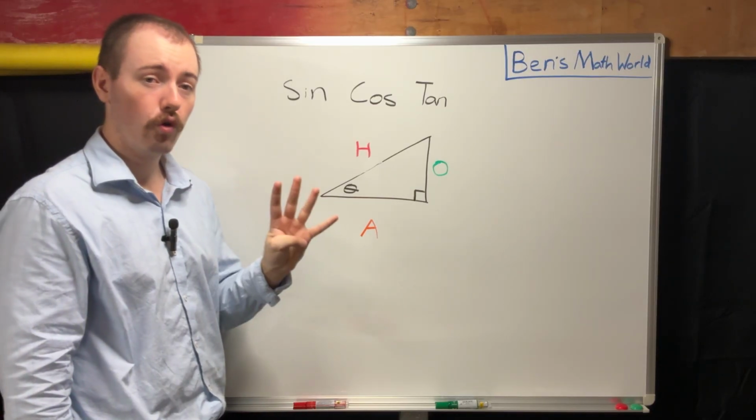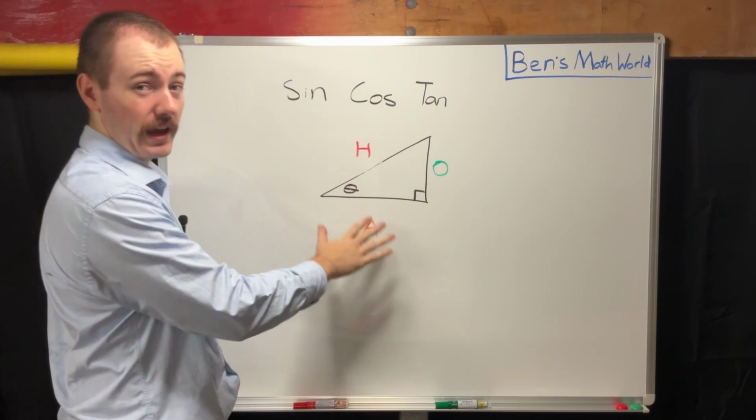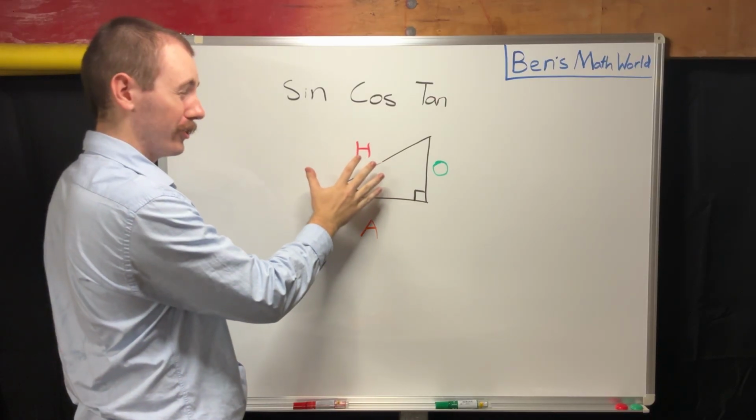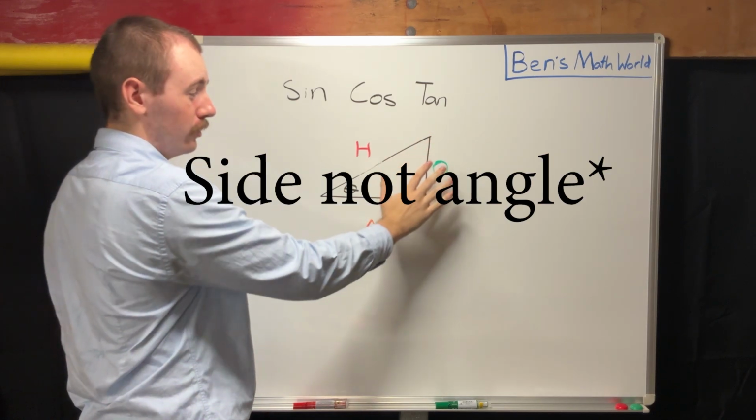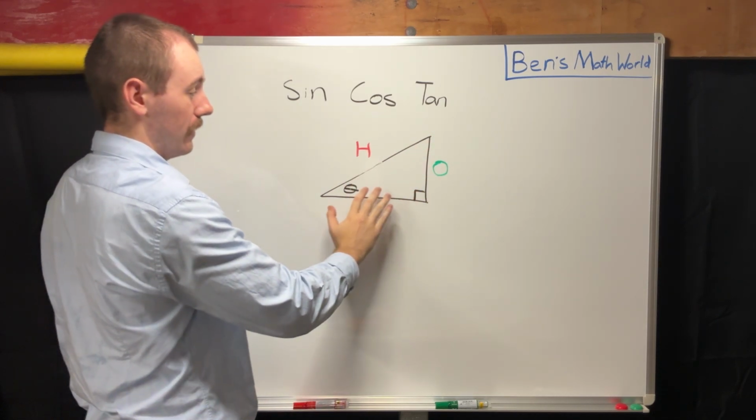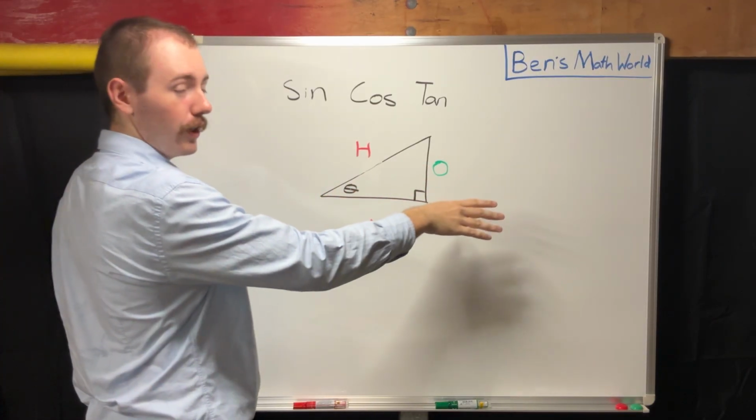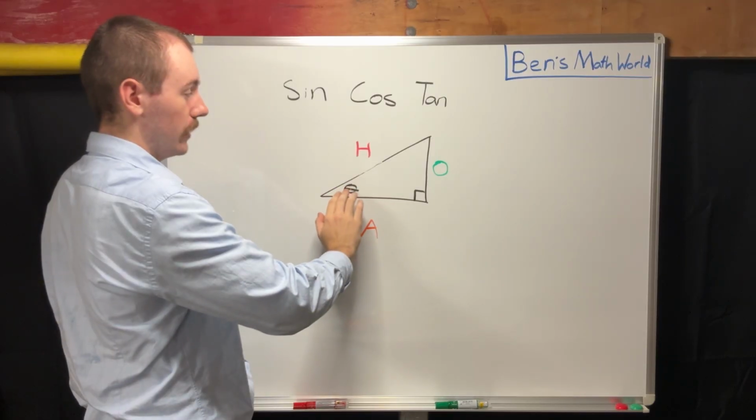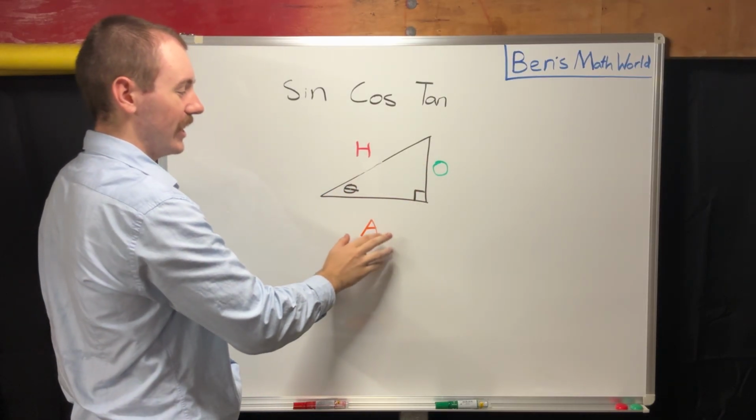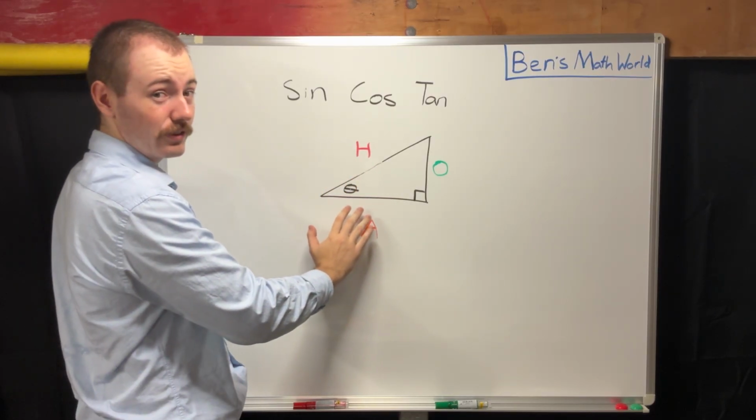Now, there's four variables that we need to keep track of. The first one is theta, which is the angle that we're concerned about. The second is h, the hypotenuse, which is the longest side, and it's away from the right angle. And then we have opposite, which is the one that's furthest away from theta, or on the opposite side of the triangle from it. And then we have adjacent, which is the one that's not the hypotenuse, that is next to theta.